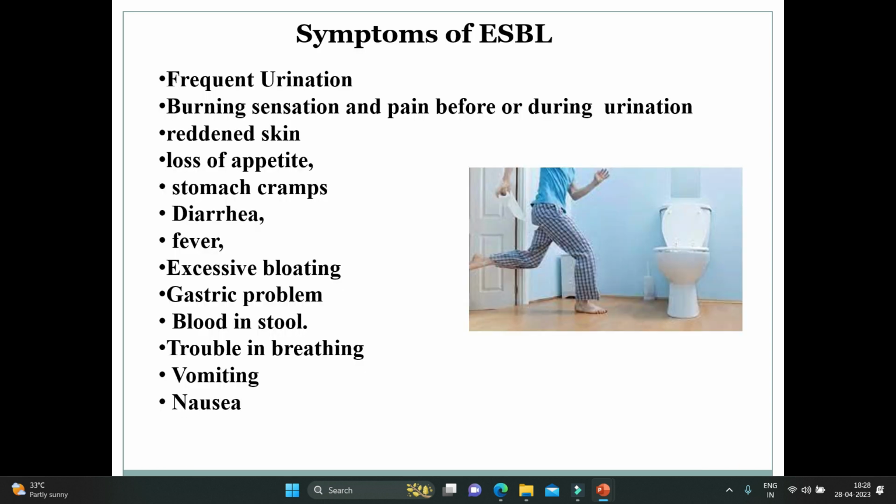What are the symptoms of ESBL infection? The most prominent symptoms are frequent urination with a burning sensation and pain before or during urination, red skin, loss of appetite, stomach cramps, diarrhea, fever, excessive bloating, gastric problems, blood in stool, trouble in breathing, vomiting, and nausea.